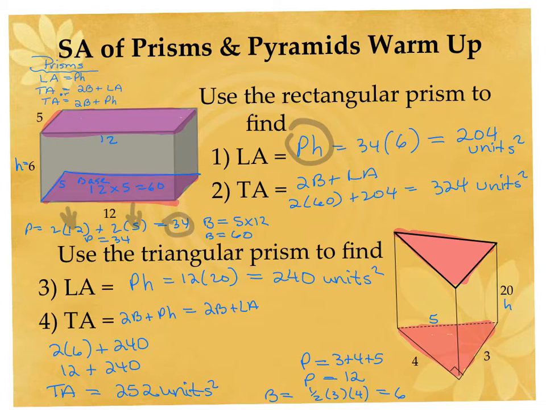Then for total area, notice I have 2 pink bases, and then I add in that lateral area. So the base was 12 times 5, so 60, and there's 2 of them, and then I add to 204, and I get 324. Pretty good on 1 and 2. All right, let's go to 3 and 4.